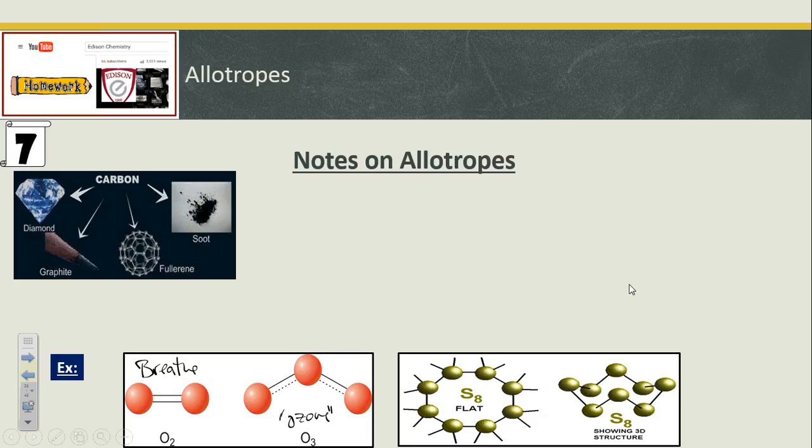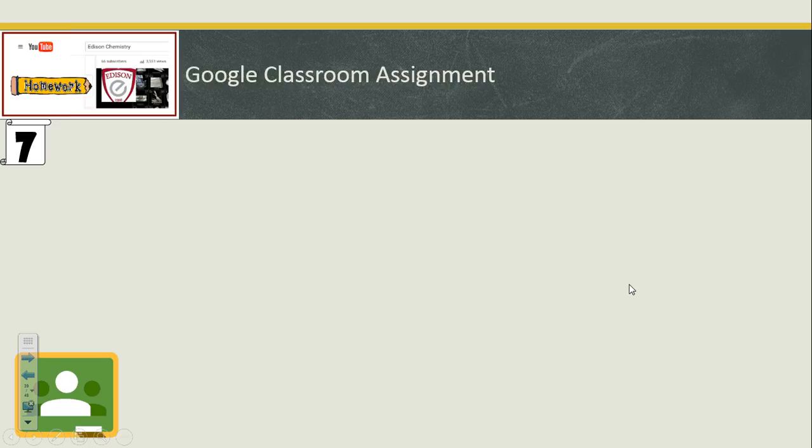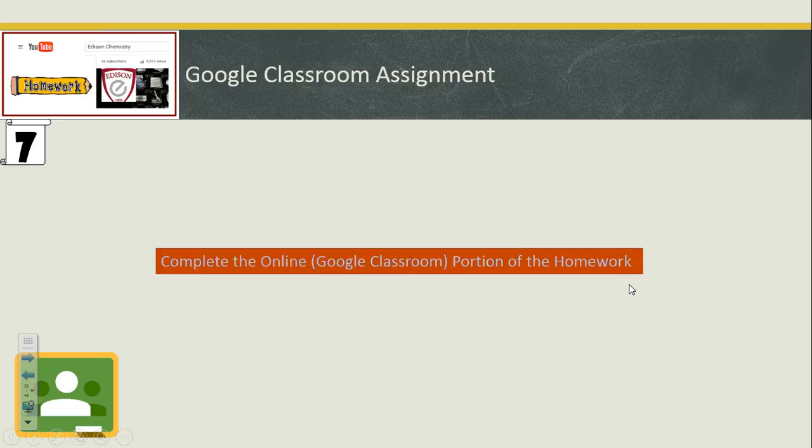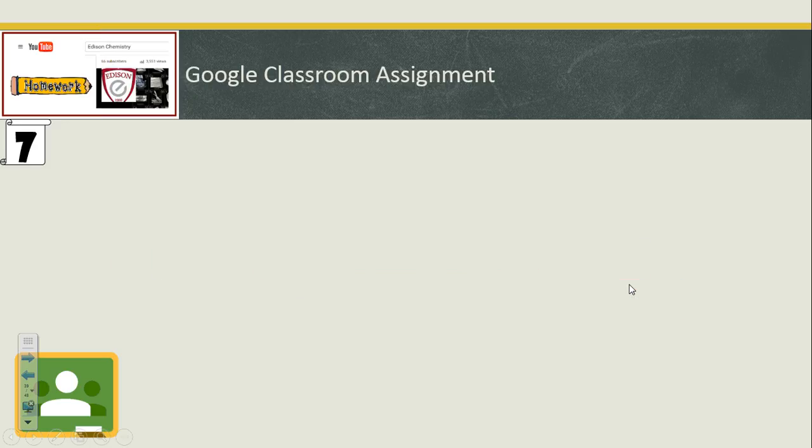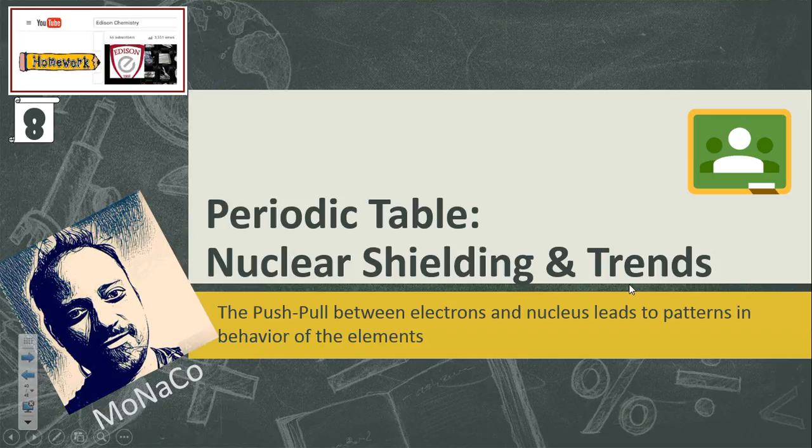So allotropes are a simple, complex name for something so simple. Your related homework is just going to be a simple Google Classroom. And there's some practice on page 22 to complete, just a little reading assignment, comparing and contrasting. And then we've got the next notes.